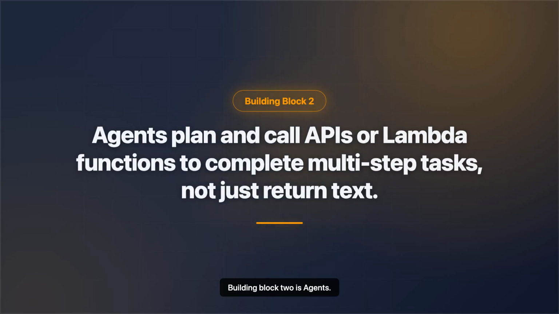Building block 2 is agents. This is where the model stops just talking and starts doing. An agent can plan a multi-step task and call defined actions, Lambda functions or APIs, to actually complete it. Ask it where an order is, and it can call the order system, then the shipping system, and synthesize the result on its own. It turns passive question answering into active task completion. This connects straight back to the agentic AI idea from episode 2.